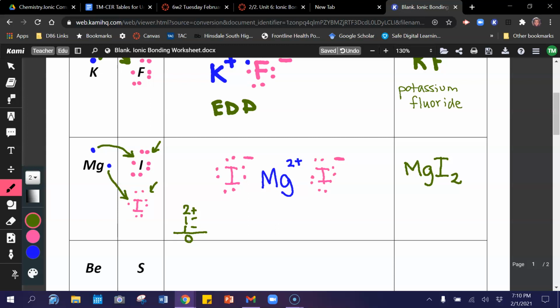And if I wanted to get fancy and name my compound, I name the metal, which is magnesium. And after that, I name my anion, which is iodide. And again, that's a nice to know thing, a little bit extra.